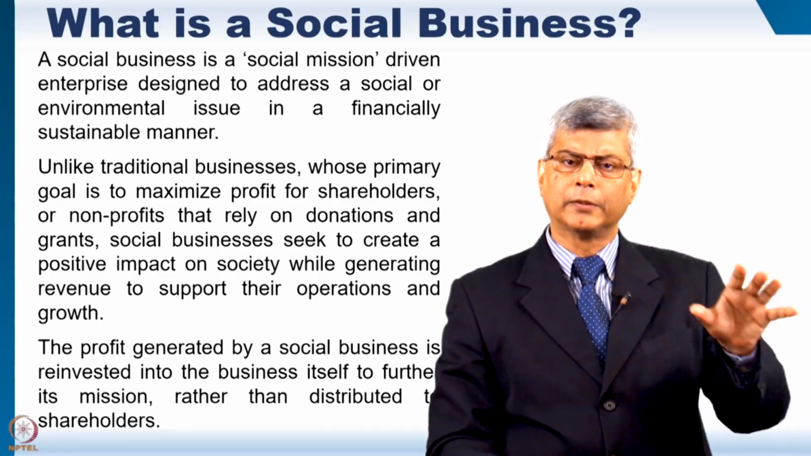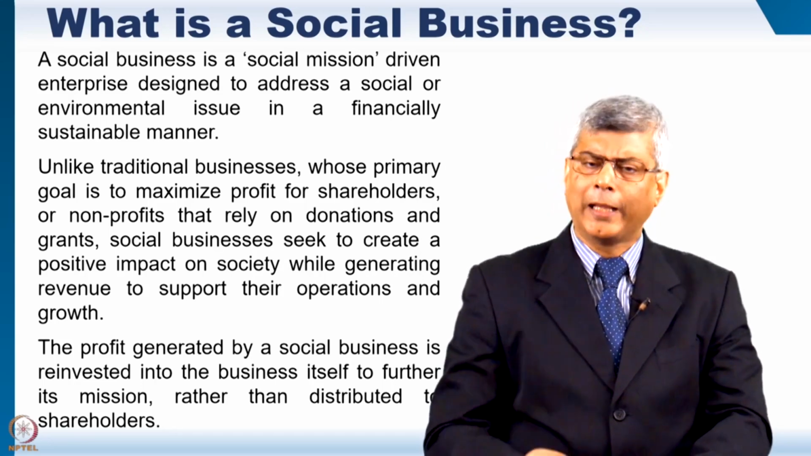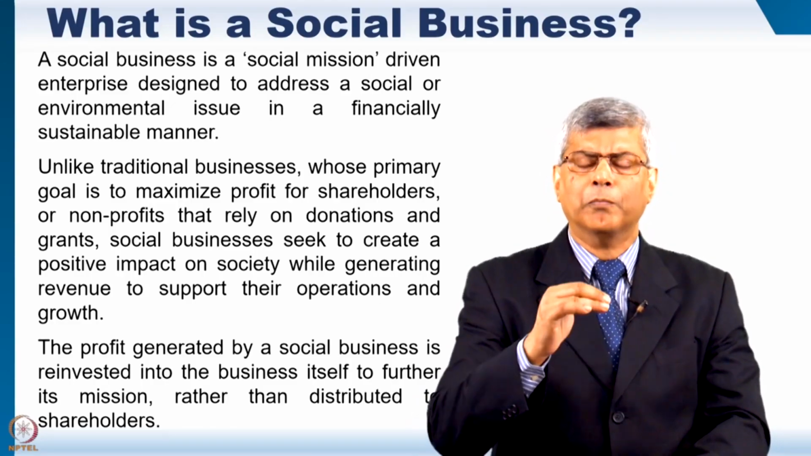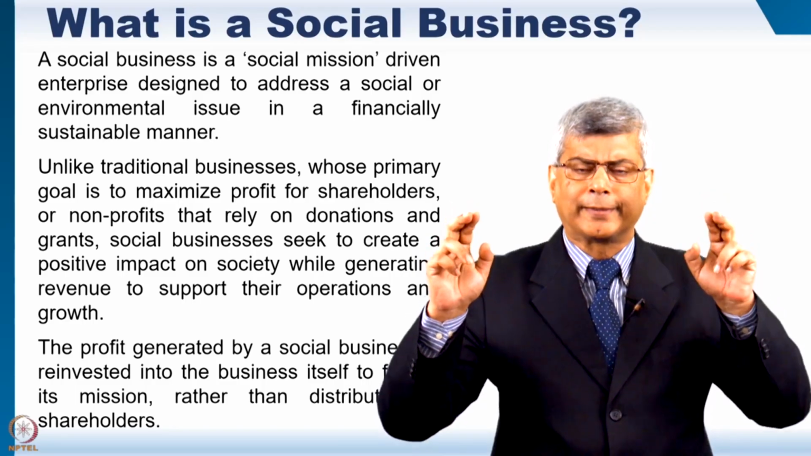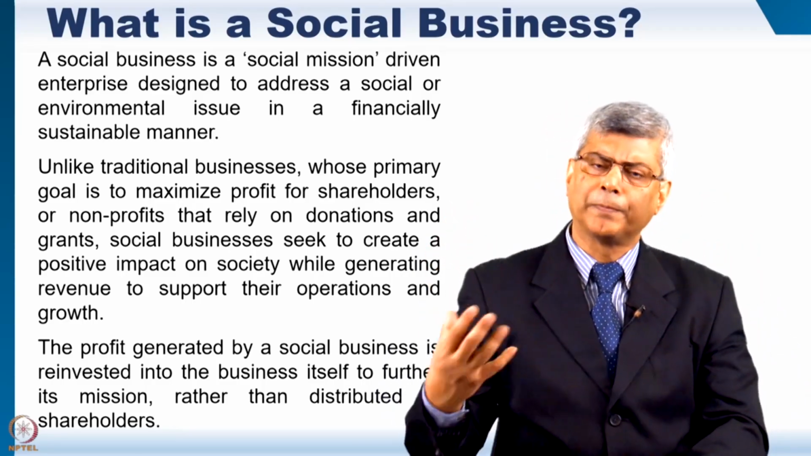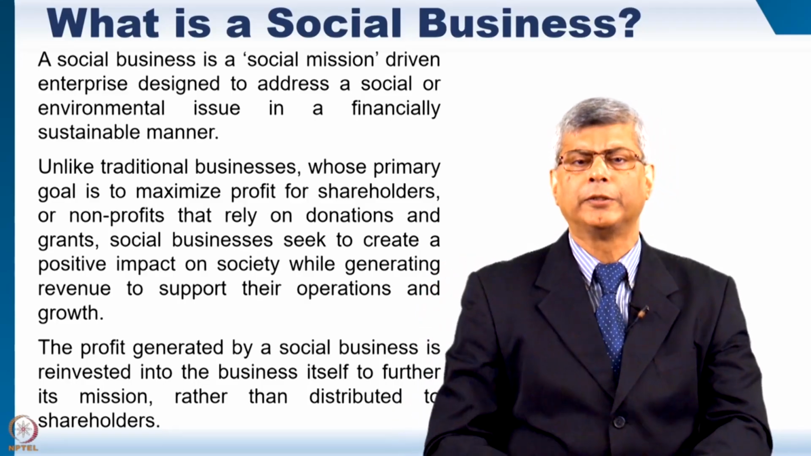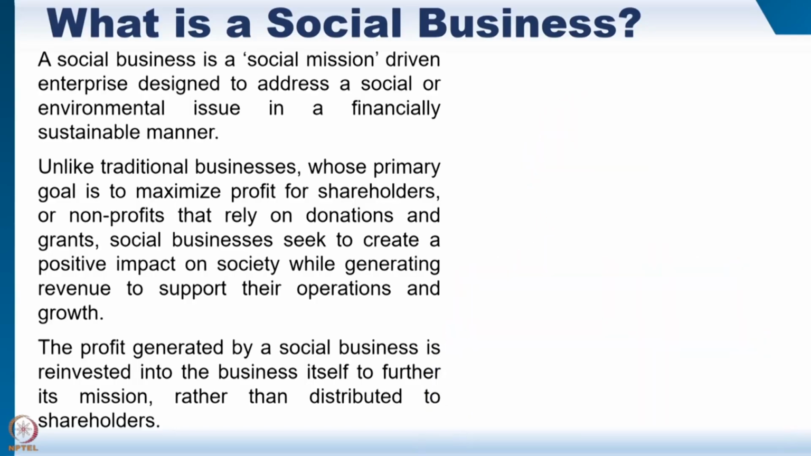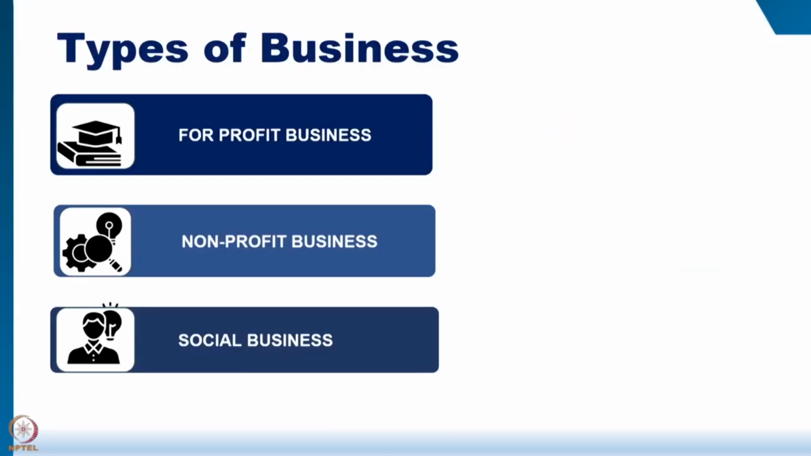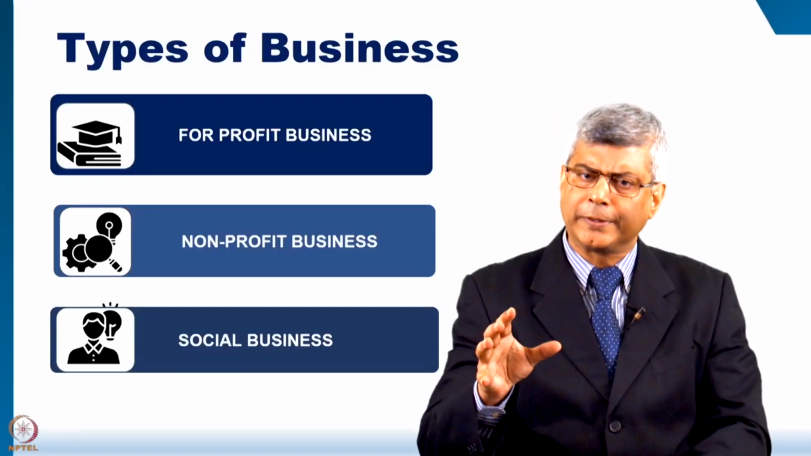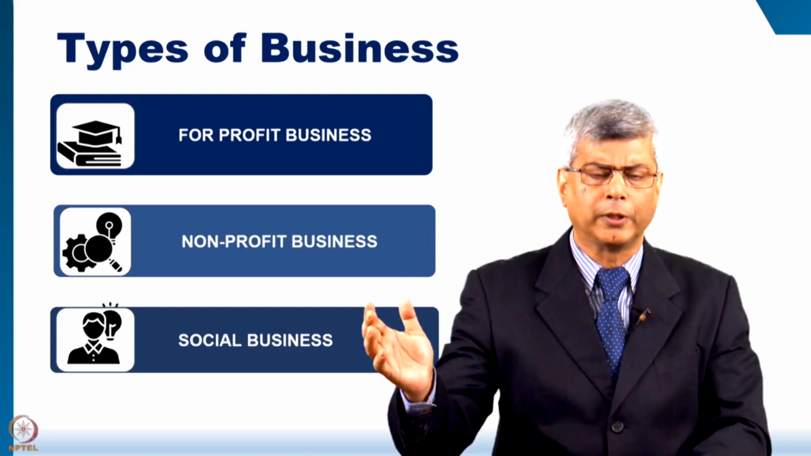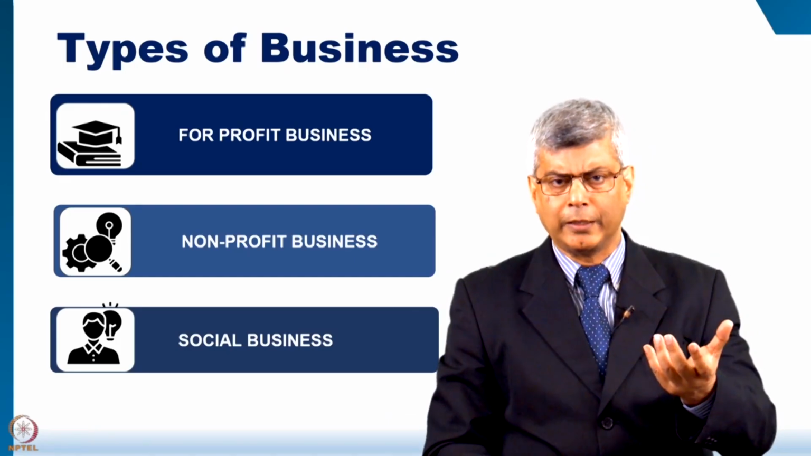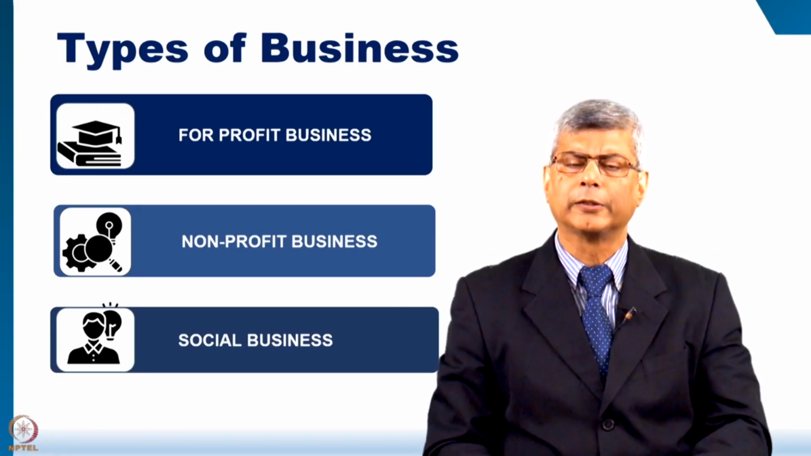Unlike those two businesses, a social business will have customers, it will generate revenues, it will generate some profits, and most importantly, it will become self-sustaining. It will not be dependent on grants and donations, and at the same time, it will not try to maximize profits for its owners and shareholders. So let's deep dive into the three types of business. For-profit business, which I've talked a lot about in all the earlier modules. A not-for-profit business, which is typically driven by grants, donations, and then a social business.